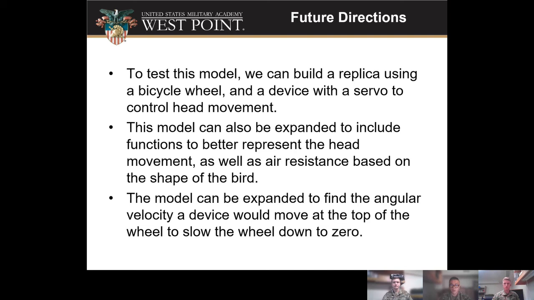Then we can also try to model the angular velocity that the device needs to slow down the wheel. There are moments where the bird walks backwards to slow the wheel down back to a stop. Our model does not include that, but moving forward, we can try to incorporate that.